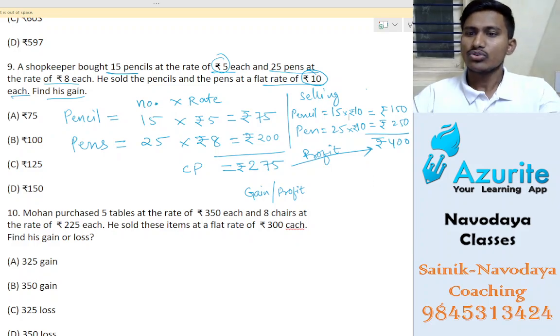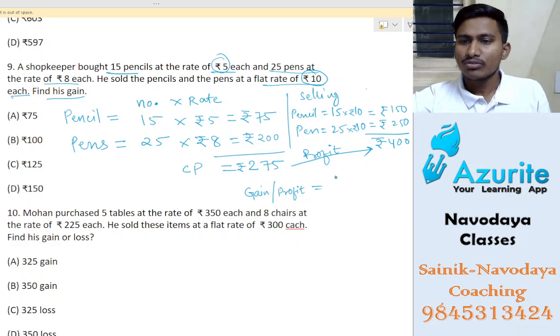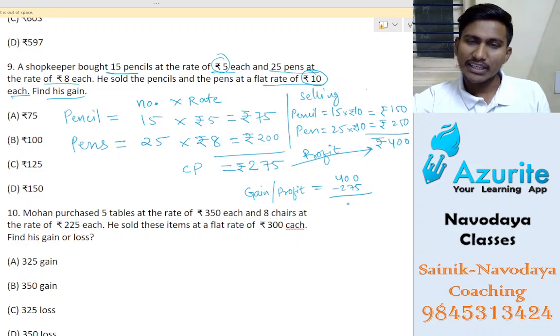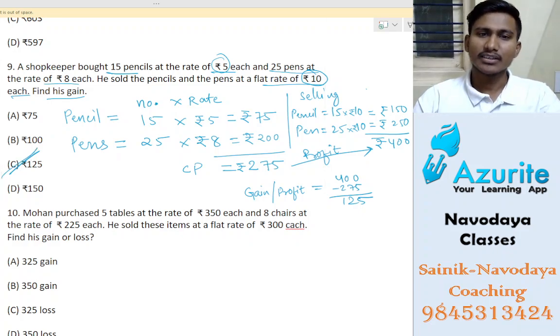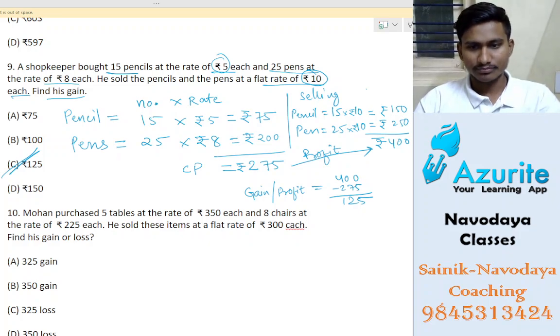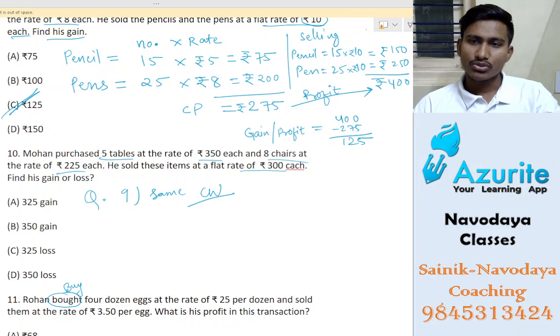Okay, fine. So the profit will be 400 minus 275. If you do, how much will it be? It will be 125 rupees, the profit. Which option? Option C is the answer. Right? That is how you have to find the profit. Understand? Instead of doing 200 minus 75. Now the 10th will be homework for you, okay, classwork.